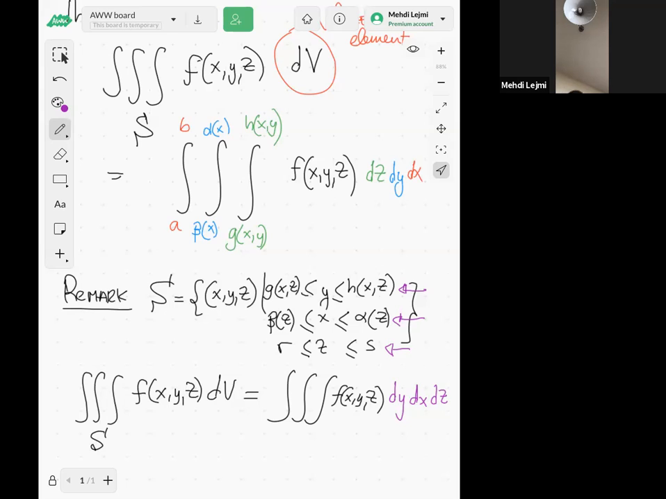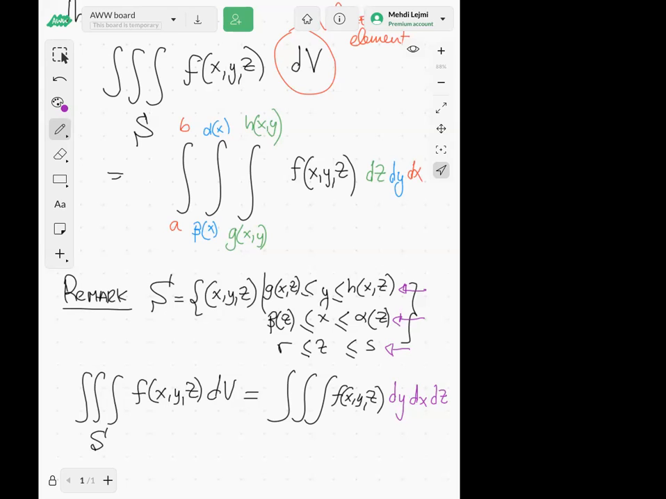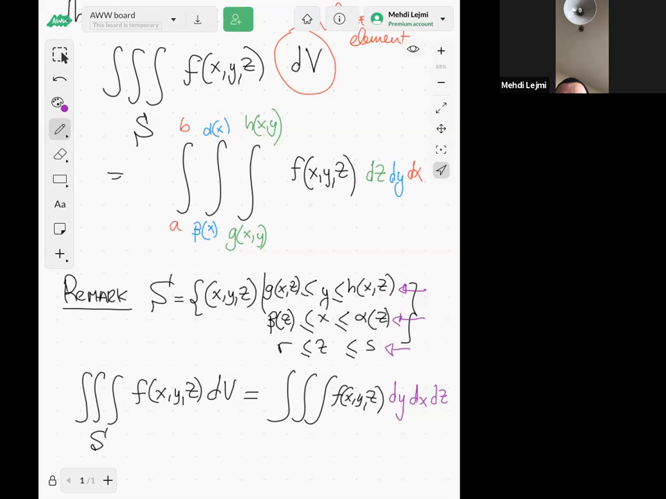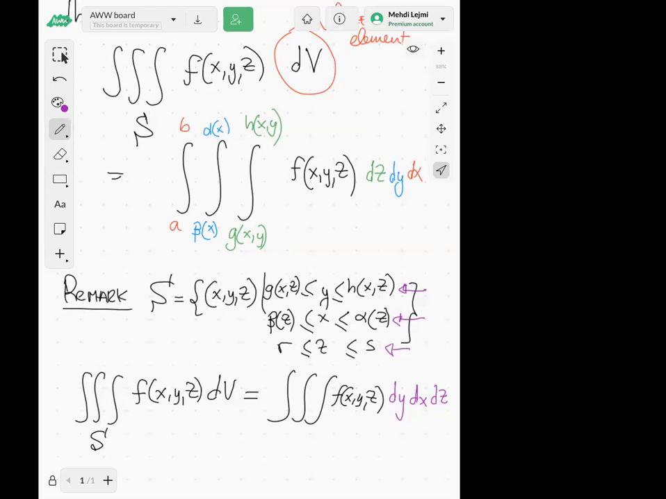Excuse me, I have a question. Yeah, please. So yes, we keep the constant as the last integral. But what about the first and the second? For example, can we write them in any order, or only in that order?